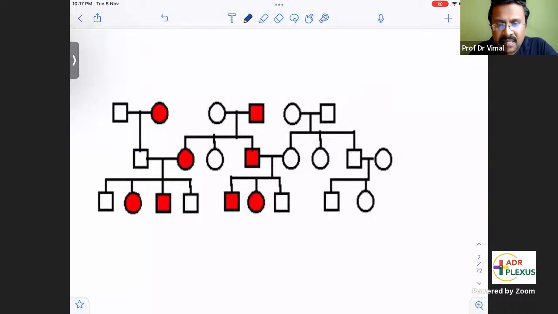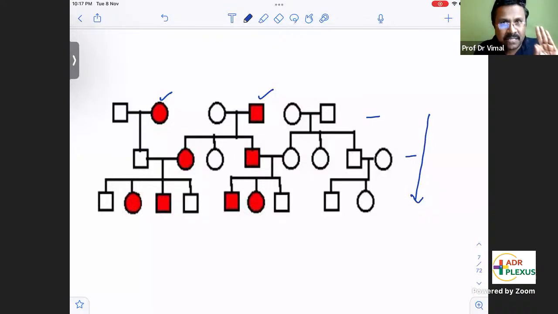Yes. See here, if you analyze this pattern of inheritance, both females as well as males are getting affected. And in every generation, people are getting affected. So both males and females are getting affected, and there is no skipping of the generation. In all the generations, persons are getting affected. And it is transmitted from one generation to another, like grandfather to father and father to son, like a vertical pattern of inheritance.